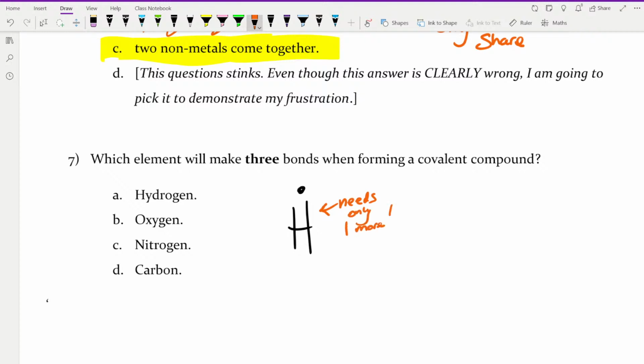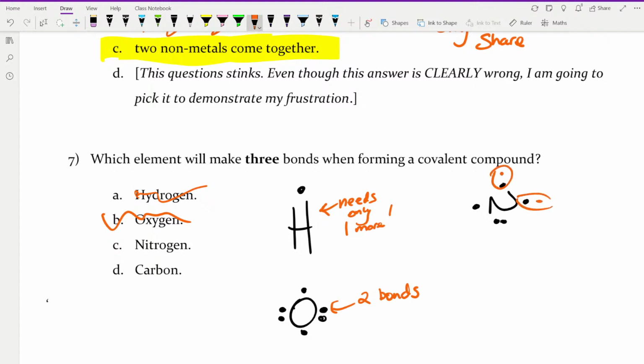So that's not it. Oxygen has 1, 2, 3, 4, 5, 6, so this will make 2 bonds. Nitrogen has 1, 2, 3, 4, 5, so it's going to need to share here and share there and share there. So that's 3 bonds. So that's the correct answer.